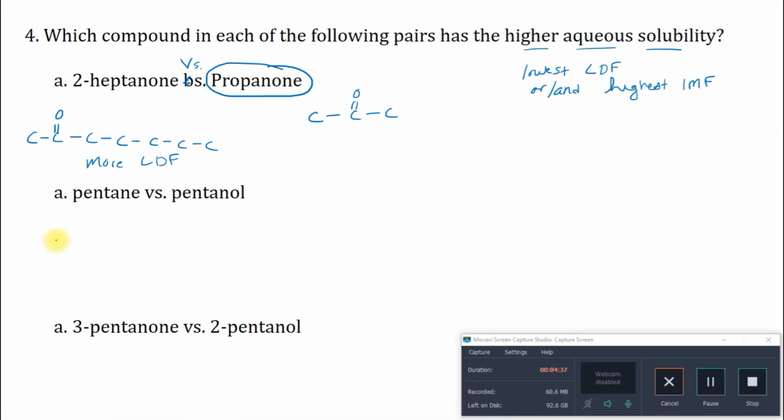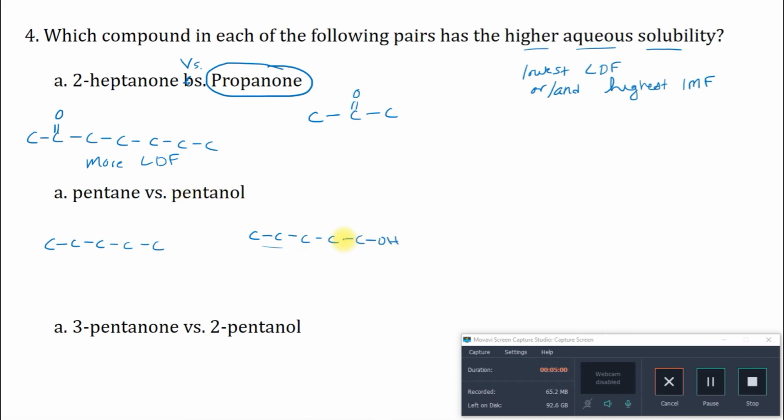Okay, so pentane here is going to be 5 carbons. Nothing else, just 5 carbons. Pentanol is still 5 carbons. So at least the LDF will be the same for this one, for that carbon chain. And it says pentanol, so that's going to have an OH. Now the OH could go anywhere on the molecule because it doesn't tell us what number, so this is not a proper name. But it doesn't matter where you put it.